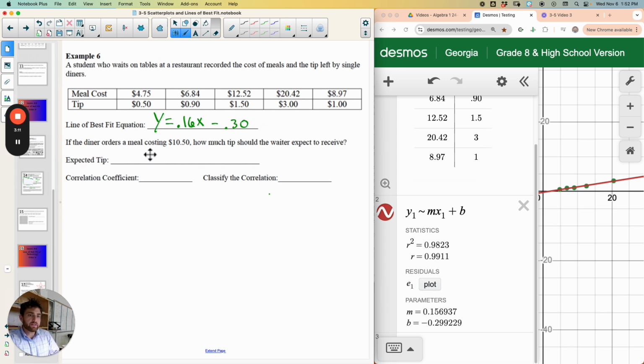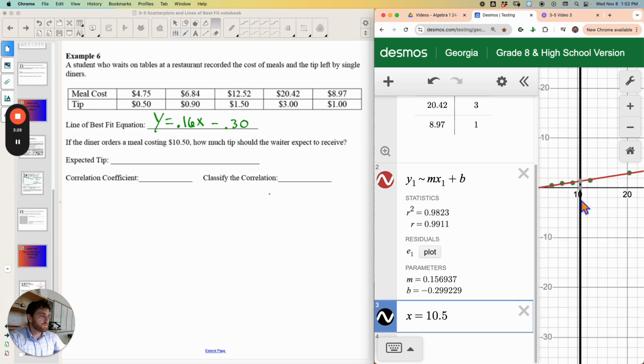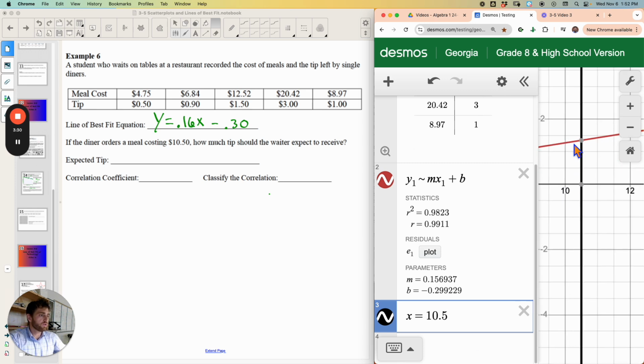So now let's calculate the expected tip. So there's a couple ways you can do this. The way that I like to do it is actually coming down here and saying, well, I know that the expected tip is going to be when x is equal to the value that the meal costs. So I'm going to type in x is equal to 10.5. And you'll see if you zoom in here, this vertical line is going to cross your line of best fit here at $1.35.